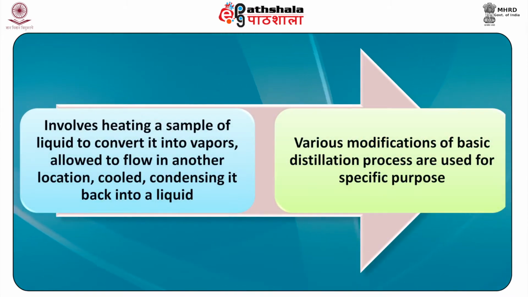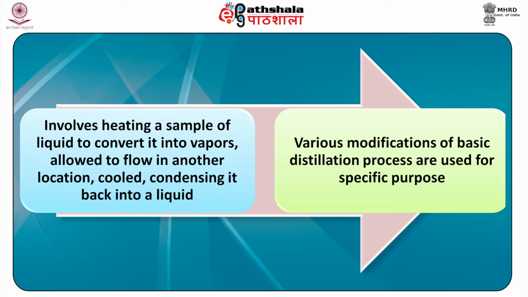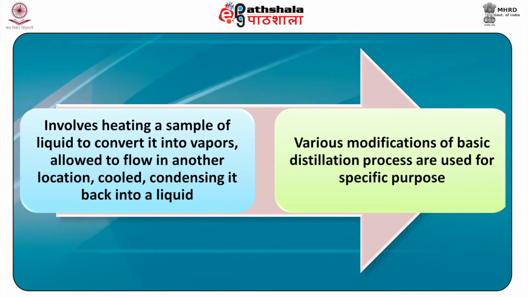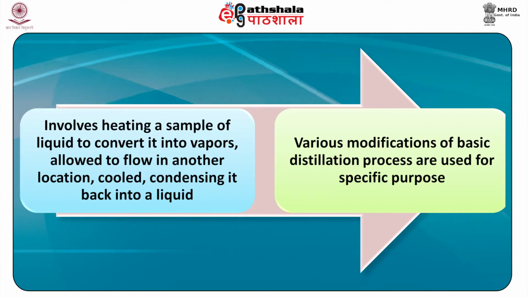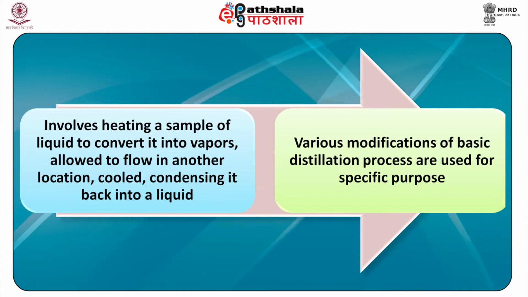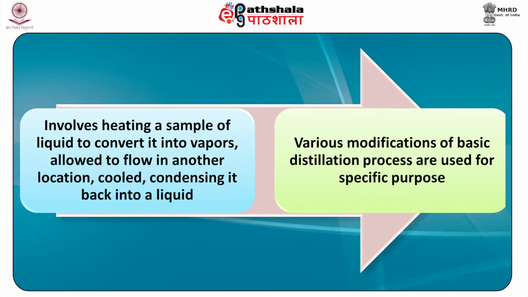Next here is distillation. The process involves heating a sample of liquid to convert it into vapors, which are then allowed to flow to another location, where they are cooled, condensing back into a liquid. Various modifications of the basic distillation process are used for specific purposes, such as steam distillation, fractional distillation, distillation under reduced pressure, sweep co-distillation, etc.